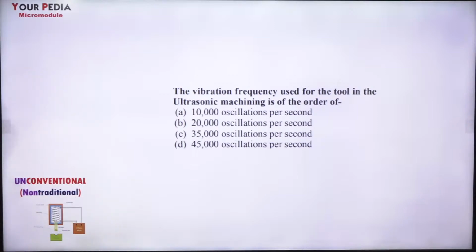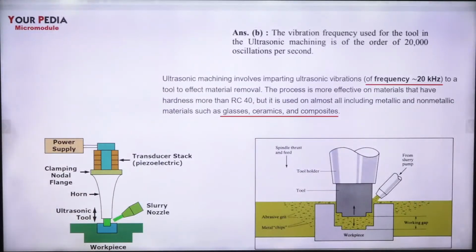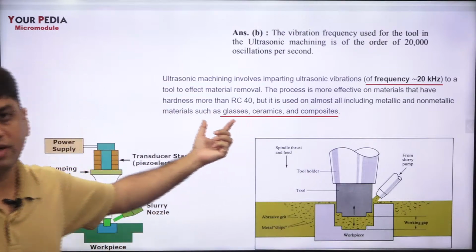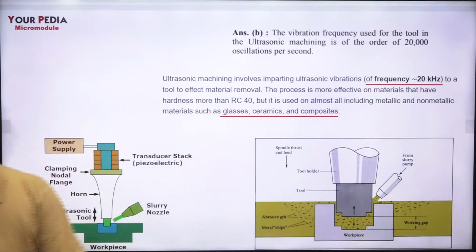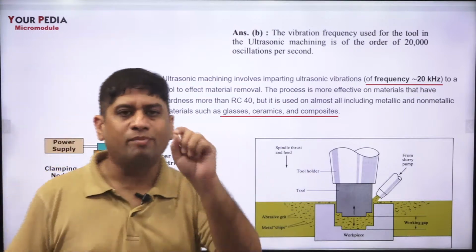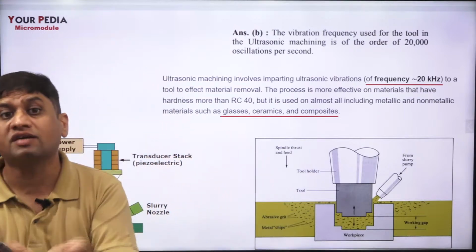Any idea about that? What is the frequency of ultrasonic machining? Yes, the answer is 20,000 hertz or 20 kilohertz is the frequency of vibration, right? And this is used if the material is hard and brittle. So ultrasonic machining will be very effective if the material is hard and brittle. On ductile material it is not very effective because the abrasive will get impinged in the ductile material.